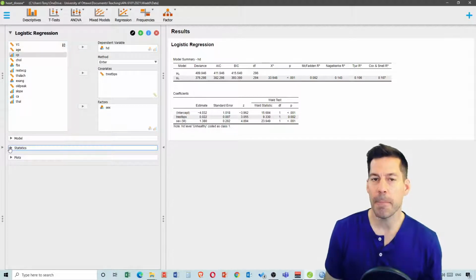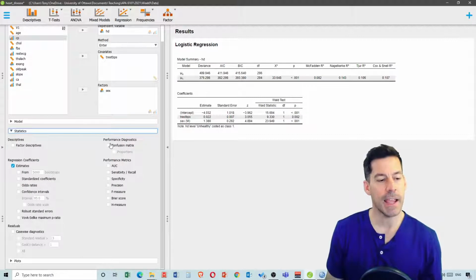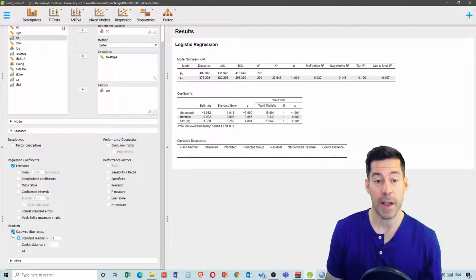So another thing I may want to do is select statistics, and I can select a few other possible options here. Sometimes we want to look at case-wise diagnostics. I click on standardized residuals greater than 3. I've got none. Cook's distance greater than 1. It doesn't appear I have any. So the case-wise diagnostics show that we seem to have not violated any of these assumptions in terms of leverage.